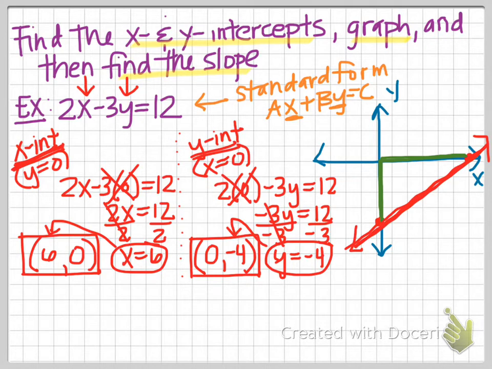The rise is the up and down distance, that's 4. The run is the side to side distance, that's 6. Because it's positive, it's moving up from left to right, we're going to make sure to keep it positive. And then we're going to put the rise of 4 over the run of 6.